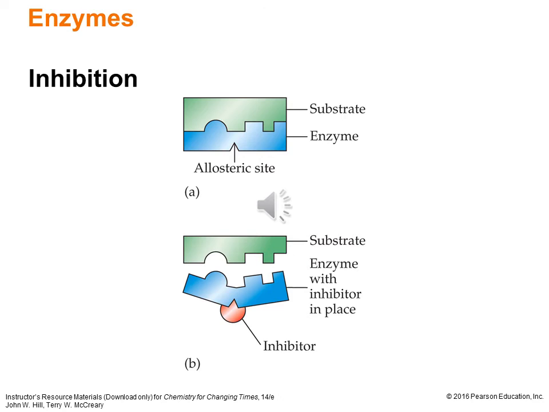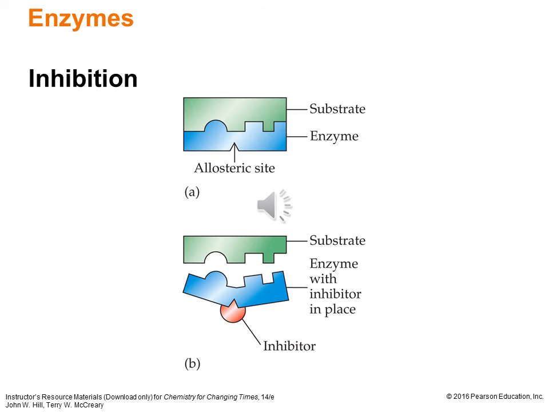And so here we see a cartoon where you have the enzyme and the substrate, and then that allosteric site someplace outside, away from the active site of the enzyme. When the inhibitor binds that allosteric site, now the whole enzyme structure has changed, and the substrate no longer fits into the enzyme active site because of the presence of the inhibitor.